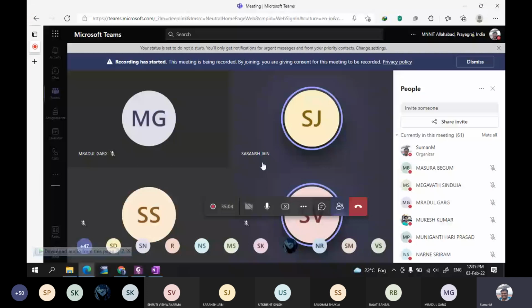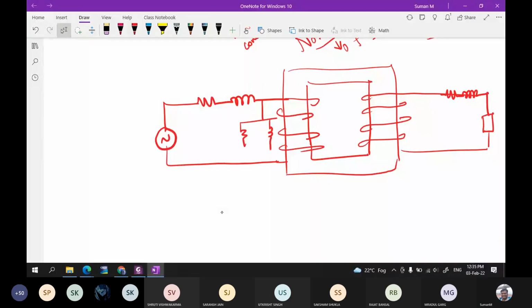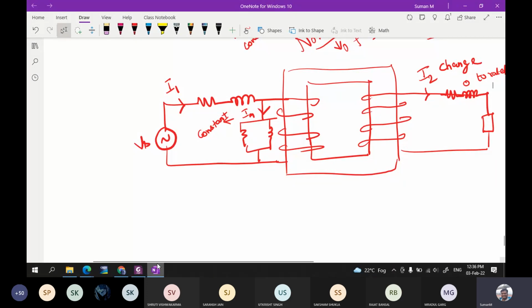So now there is some shunt element. That is here. Okay. So this is the source voltage. Now some current is flowing. This is I1, the current coming out of the source. This is the magnetization current Im. Im is going to be constant from no load to full load, and I2 current is going to change from 0 to the rated current.